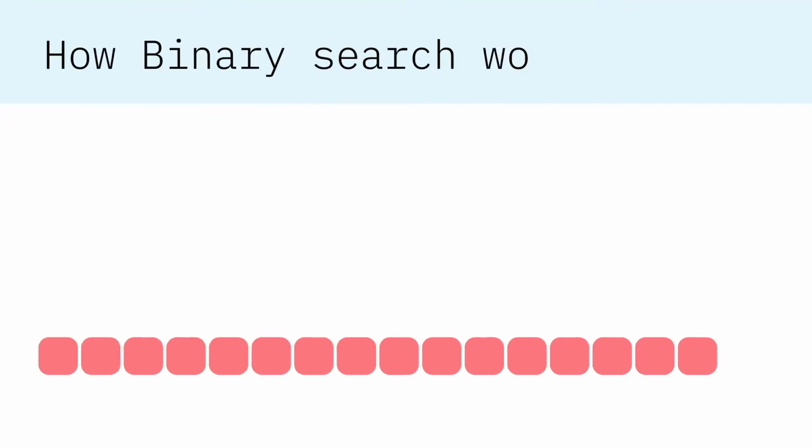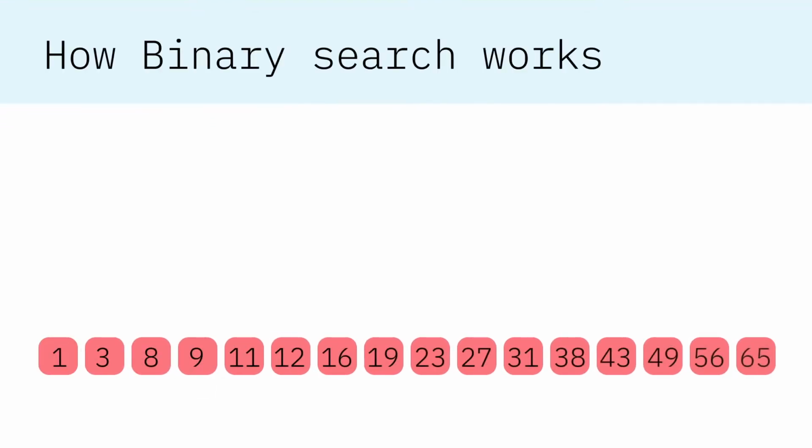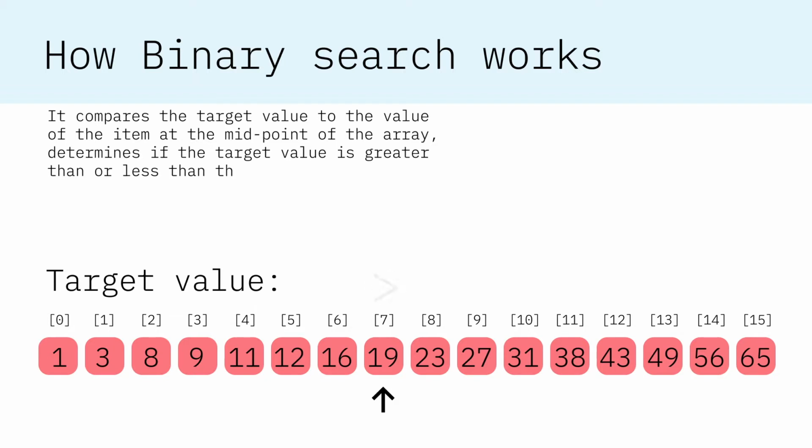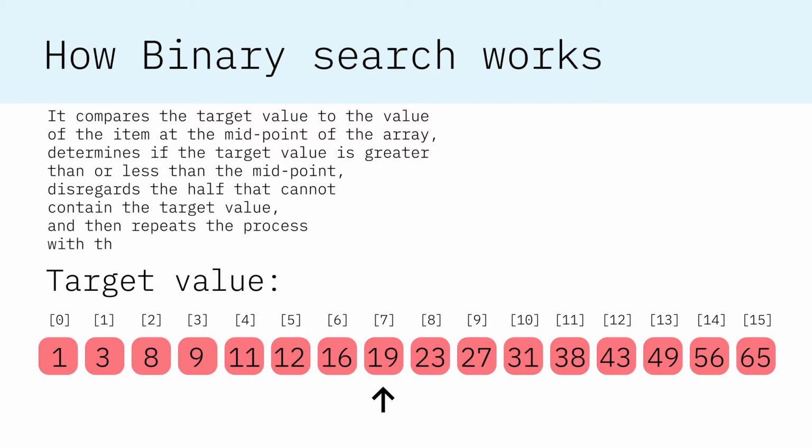Let's look at how binary search works. Remember that like all interval searches, binary search requires sorted data. It compares the target value to the value of the item at the midpoint of the array, determines if the target value is greater than or less than the midpoint, disregards the half that cannot contain the target value, and then repeats the process with the other half of the array.